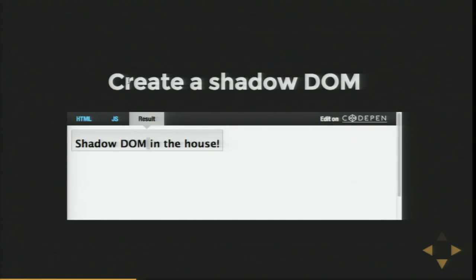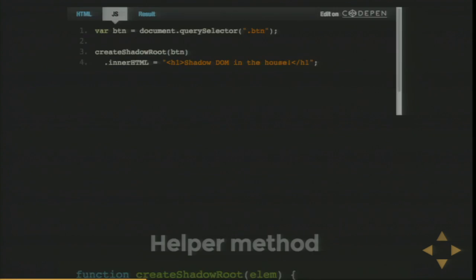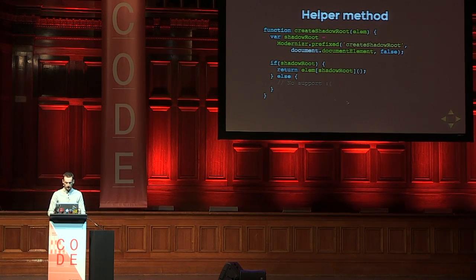So if we want to create our own Shadow DOM, at the moment, it's only in Chrome stable. So the simple markup, I've just got a button here, and I've got some JavaScript. And we'll just jump to the next slide. I've got this helper method to abstract away some of the creating the Shadow DOM, just so it's easier to see on the screen. All it does is it finds the prefix for the shadow root, which is WebKit shadow root in Chrome. And then it just says, does it exist? If it does, then return me the shadow root so I can start working with it. Otherwise, fall back to something else.